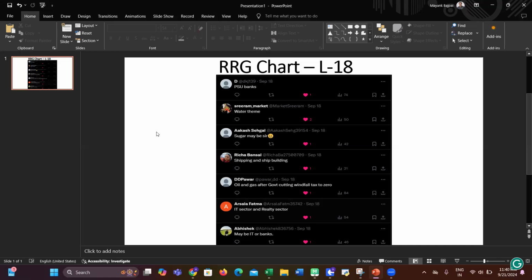Before I get into the different sectors and analyze the stocks related to the respective sectors, quick disclaimer: anything that we discuss is not a buy or sell recommendation. It is all about learning the RRG chart, how to spot the RS and RS momentum.